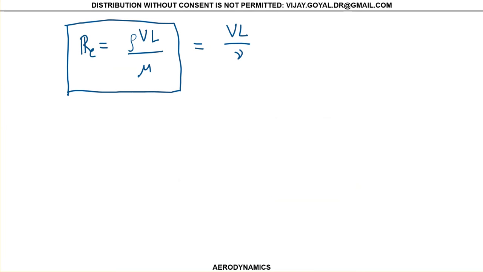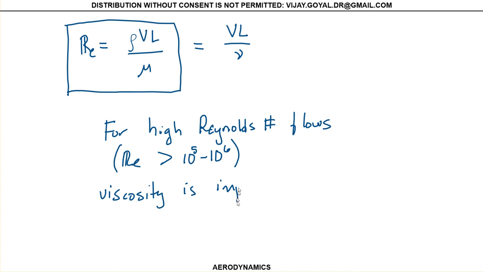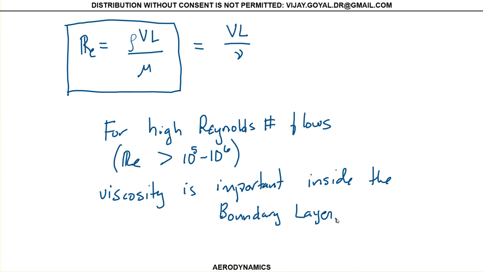So with that said, for high Reynolds numbers, let's write this down. For high Reynolds number flows, let's say bigger than 10 to the 5, 10 to the 6, so we are in this transitional region. Viscosity is important inside the boundary layer. Okay? So all these are important concepts that we just need to understand.